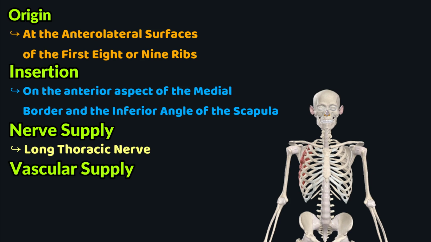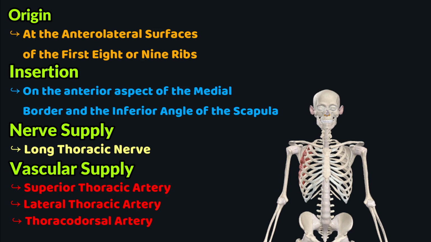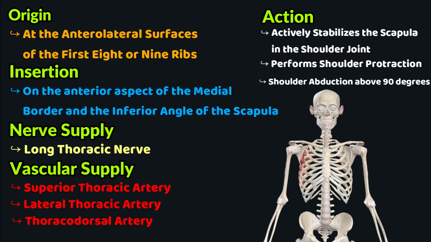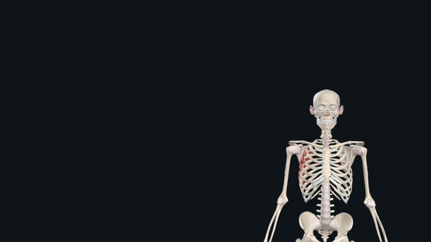The vascular supply: this muscle is supplied by the superior thoracic artery, the lateral thoracic artery and the thoracodorsal artery. The action performed by this muscle: it actively stabilizes the scapula in the shoulder joint, produces shoulder protraction, and helps in shoulder abduction above 90 degrees. So this was about the serratus anterior muscle.